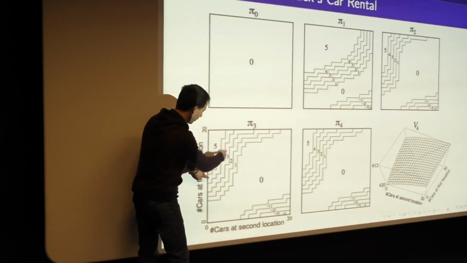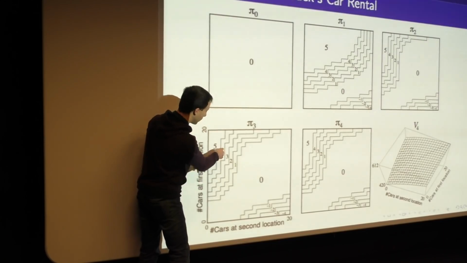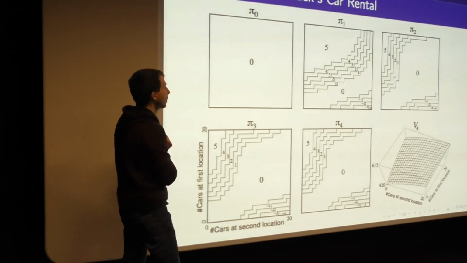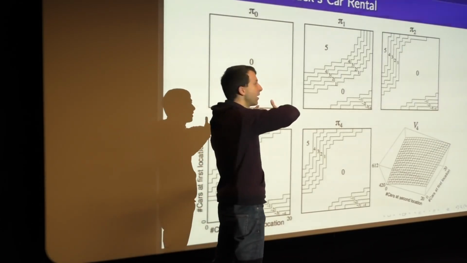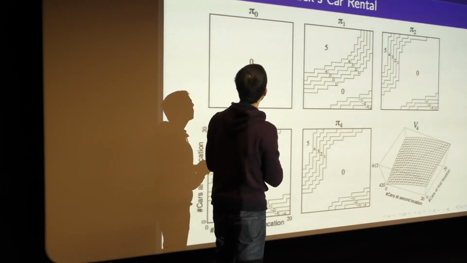What we see from these diagrams is you look here, and this would tell you that if you're in that situation, you should move 4 cars from A to B. That's what these diagrams are indicating. They're indicating the policy, telling us at any stage of our algorithm what we believe the best thing to do is.